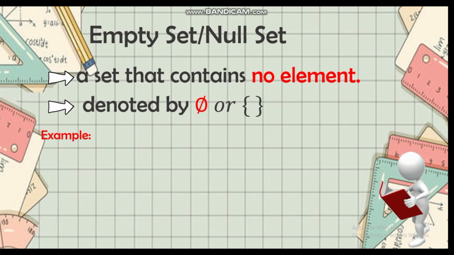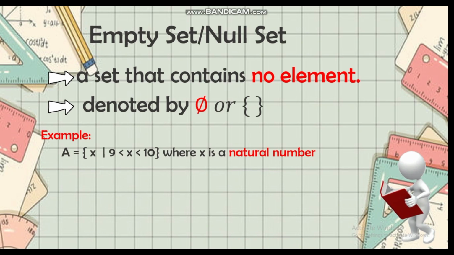I'll give you an example. Set A is the set of all x such that x is greater than 9 but less than 10, wherein x is a natural number. Natural number, meaning a whole number.